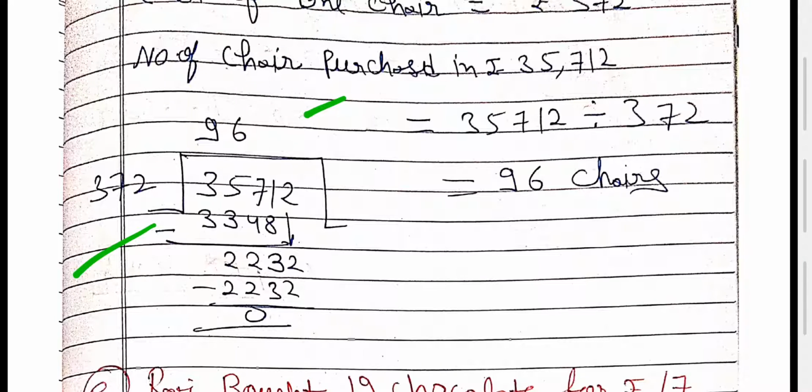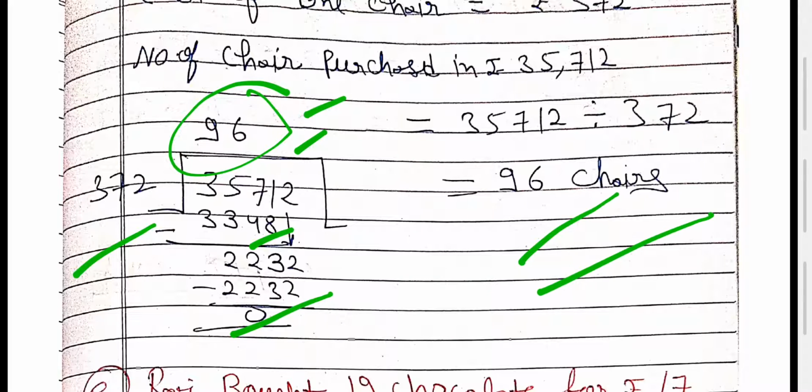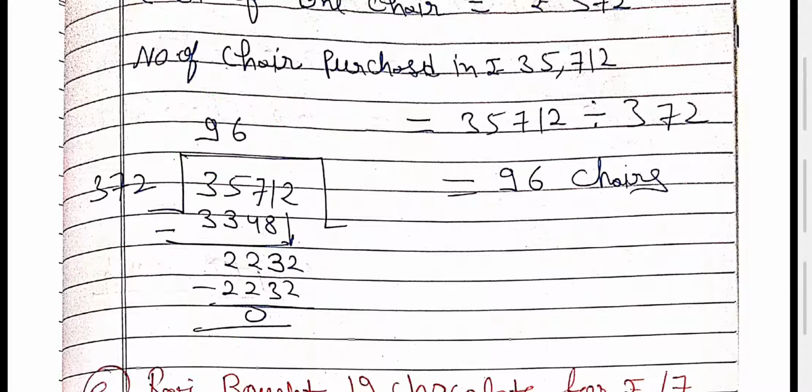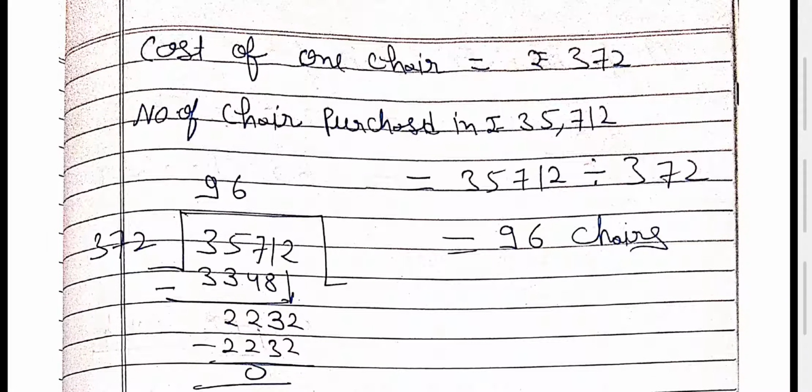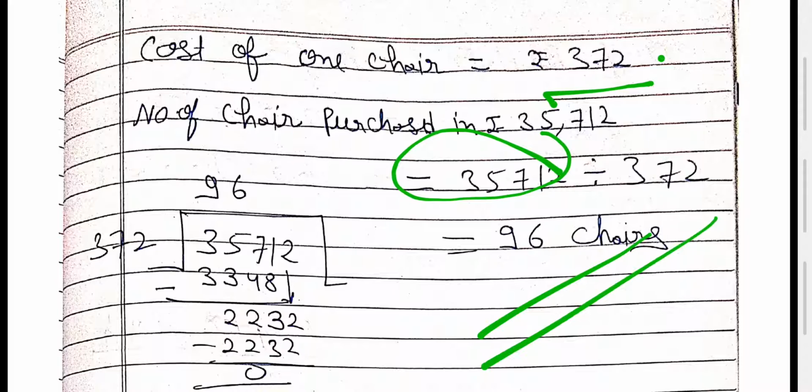Now in the rough I am solving the calculation. 372 9 you get 3348, just minus, you get 223, then write 2 here, then 372 6 you get 2232. So what will you get? 96. So 96 is your answer. It means that in rupees 35,712 you can purchase 96 chairs. If the cost of one chair is 372, then in rupees 35,712, how many chairs can you purchase? 96 chairs you can purchase.